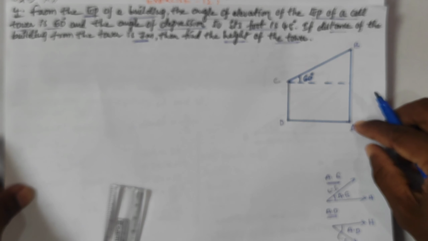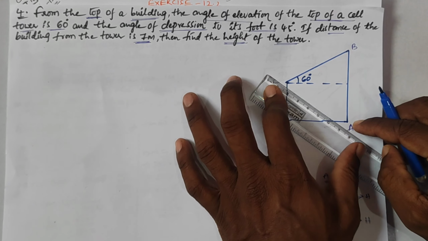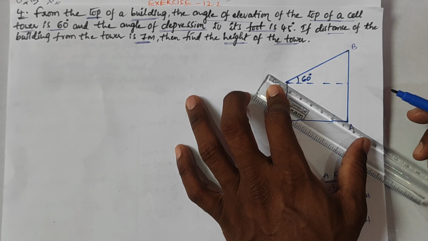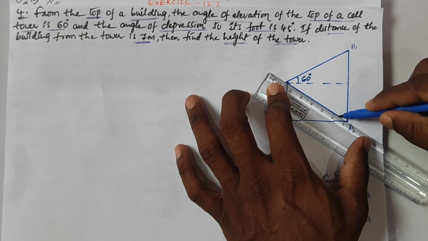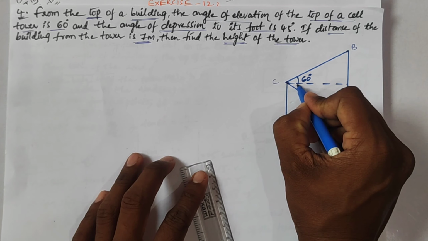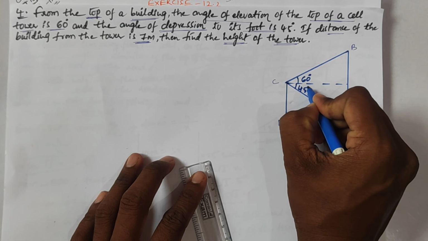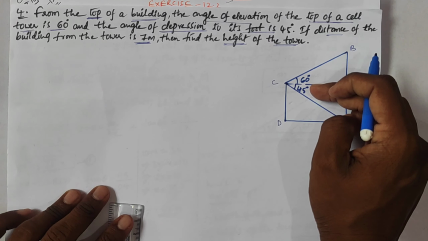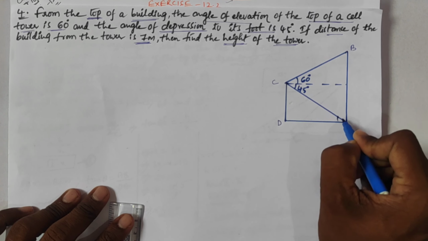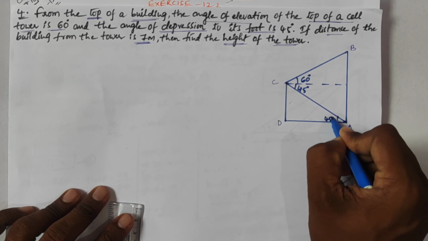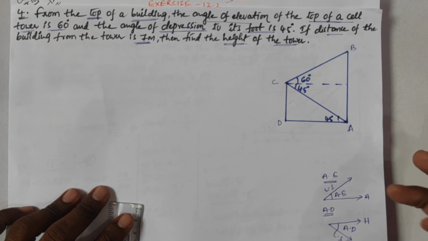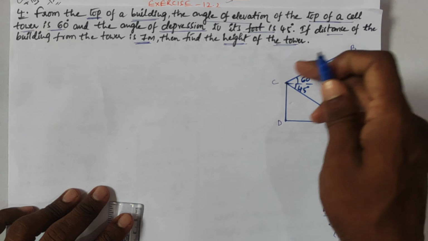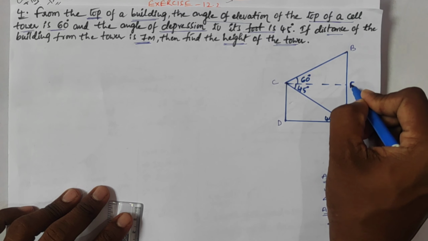Then the angle of depression to its foot is 45 degrees. AB is a cell tower, and A is the foot of the cell tower, right? So from the top of the building, to the foot of the tower, the angle of depression is given as 45 degrees. Is it clear? Okay. Now, it is 45 degrees, which means angle A also measures 45 degrees. Yes, right? Because we know that here, this is A, B, C, D, and this point I am considering as G.